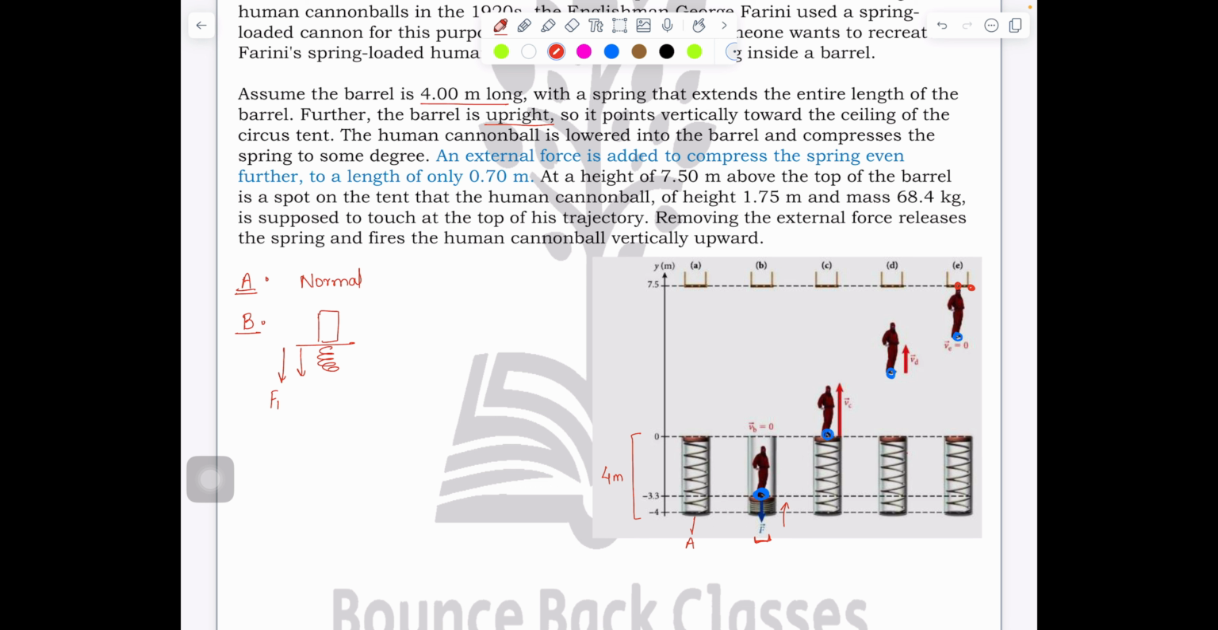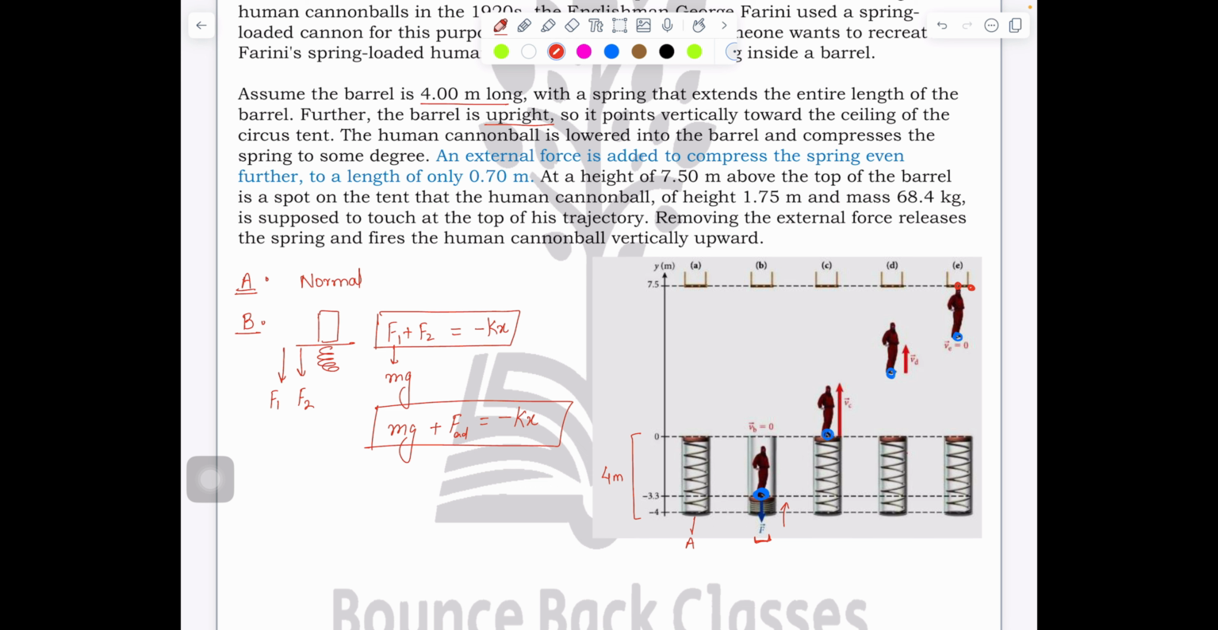You can say F1 and F2, and since there is a spring, F1 plus F2 should equal, in case of spring, minus kx. Just remember that. In this, one force should be mg, so you can say mg plus the additional force equals negative kx. Okay, B part is clear.